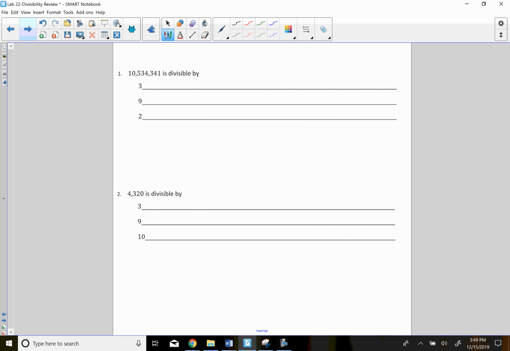So on page 82, you're now going to complete, my numbering is a little off here, question 1 and 2, the second two, number 1 and number 2 on page 82.